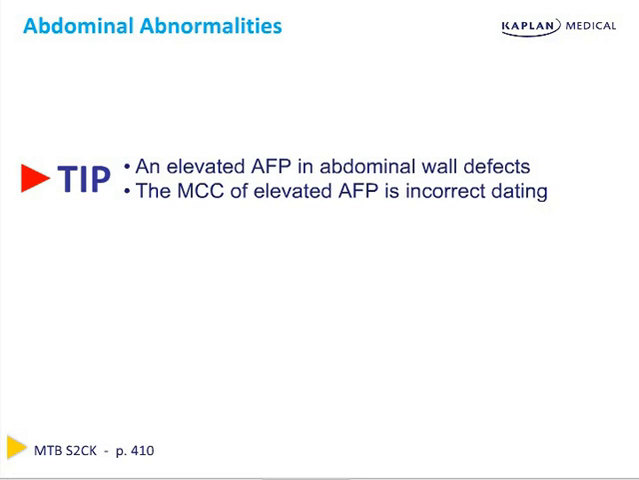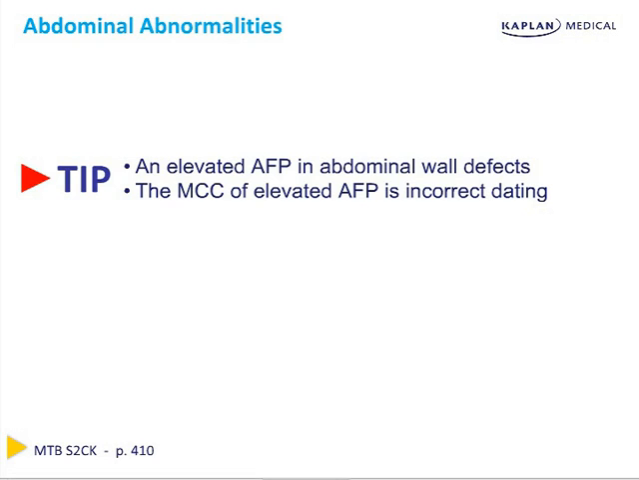But don't forget that the most common cause of an elevated AFP is actually incorrect dating, meaning if you measure a pregnant woman's AFP at 21 weeks, but you think they're 18 weeks, you'll incorrectly find their AFP elevated. So while abdominal defects are a common cause of elevated AFPs, they're not the most common cause.